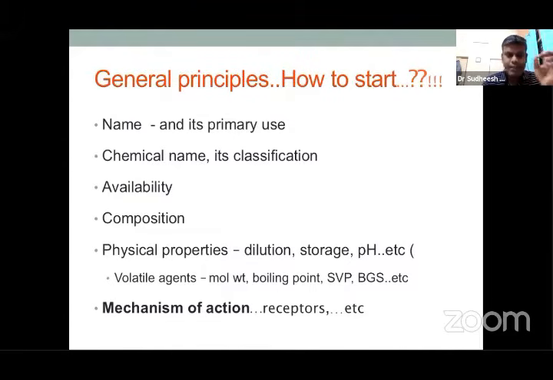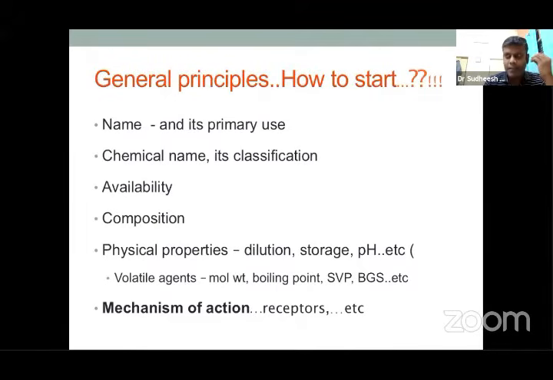That's important. Specifically in the case of volatile agents, there are certain physical properties which are very, very important for you to understand, because each and every physical property has something to do with the handling of this particular volatile agent. For example, the molecular weight, next the boiling point, then saturated vapor pressure, blood gas solubility, then the pressure at which it is stored, and how it is stored, in what kind of bottles, whether a plain bottle or an amber colored bottle. These are many other physical properties of the drug which you need to understand and read.